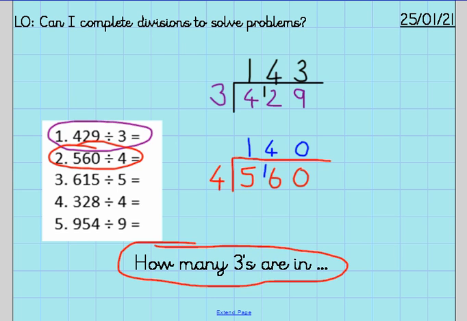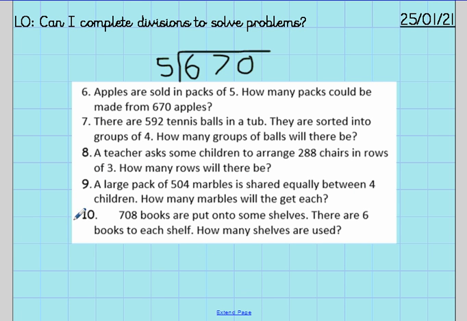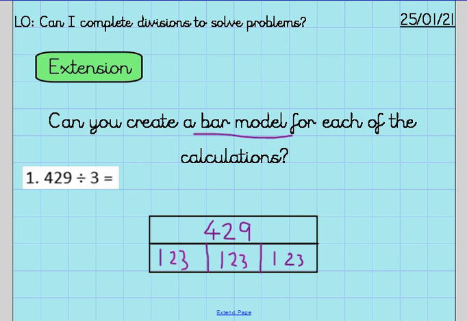We then went on to have a look at some word problems. We looked at some word problems here and we worked out how we would pull the key information to create our calculation, and you're going to have a work through those, and you're also going to have a look at the extension. If you get this far, then I want you to think about how we could use a bar model to represent the calculations.